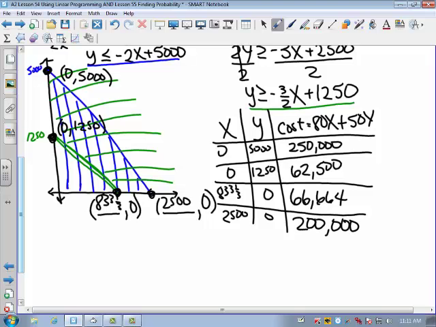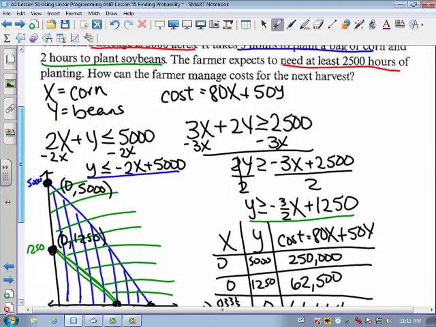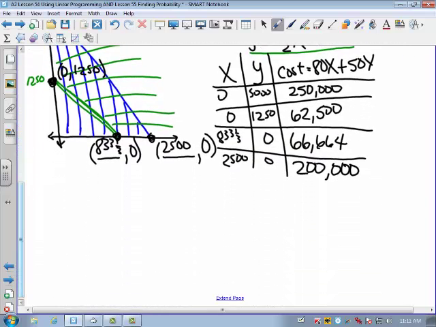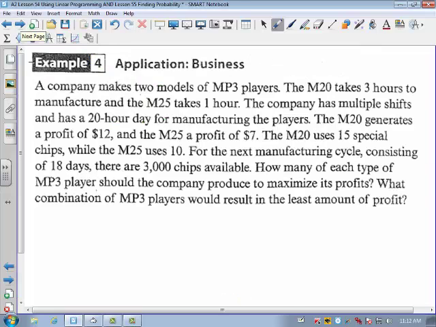And what's the farmer wanting to do? Manage his costs. So what do you think that means he wants? He wants the lowest. He doesn't want to spend a lot of money. So that would be where he buys what? All soybeans. 1,250 bags of soybeans. Okay, moving on.